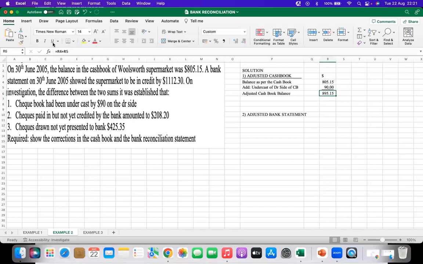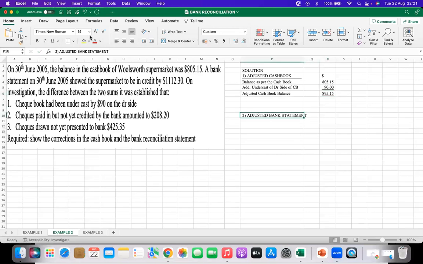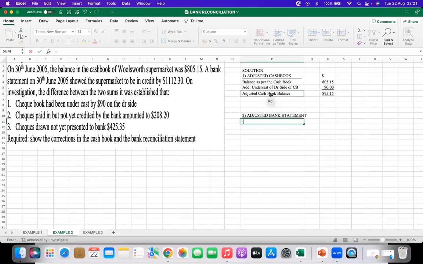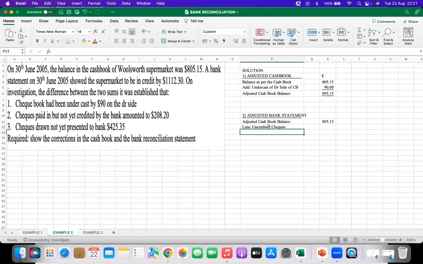So this adjusted cash book balance is what you take now to the bank statement. So we said that those are the figures you transfer when you are starting the bank statement. And then we said, what do you do? You less any uncredited checks, and then you add any unpresented checks.